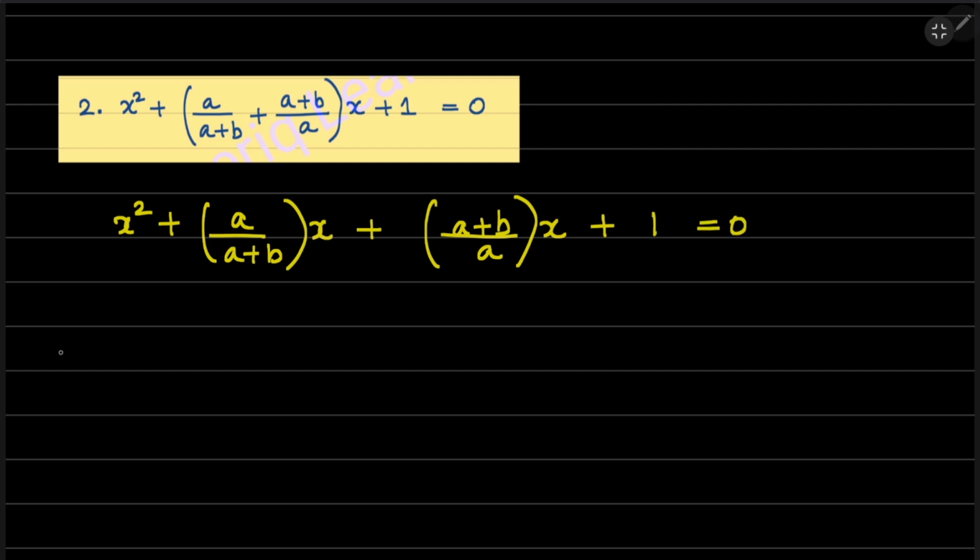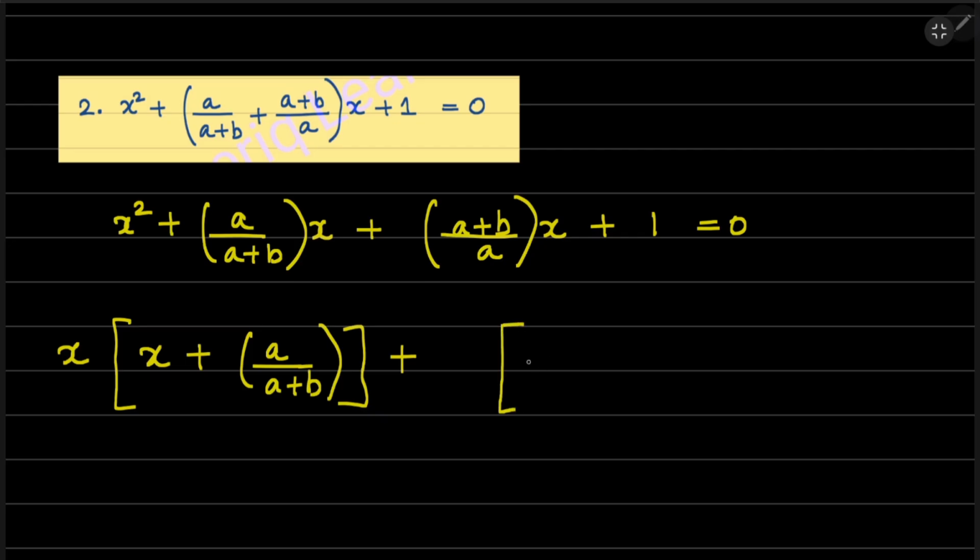You can, from the first two terms, take x common out. So which will be x plus a by a plus b, right? From the next term, what can you take common such that here also, within the bracket, you have got x plus you've got a by a plus b? So what should you take out common? You have to take a plus b by a.